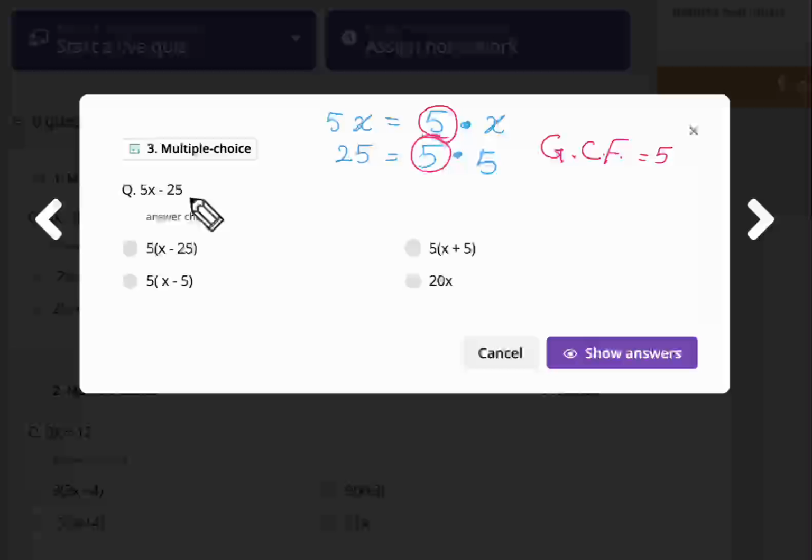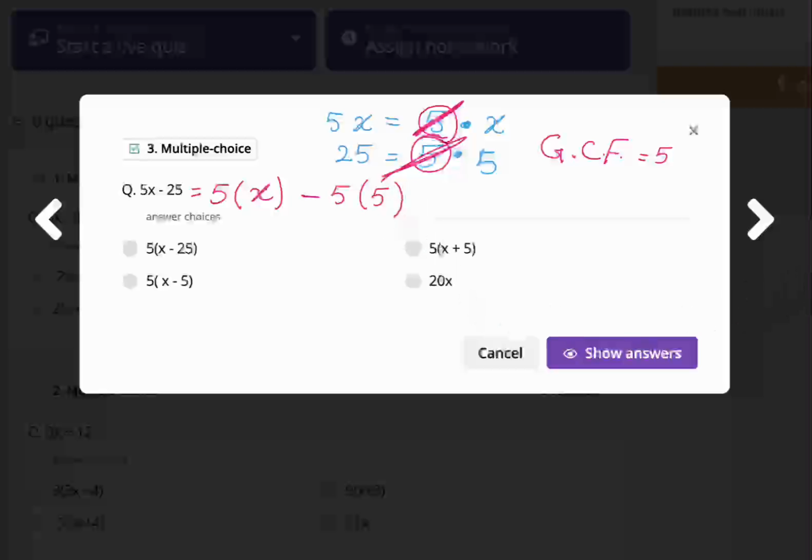Okay, now let's use the greatest common factor and rewrite the expression. We will write 5x, so it's 5 times x. If we take out this 5, so what do you have left? I have x. And the 25, if you take this 5 out, what do you have left? It will be 5. So it's 5 times 5.